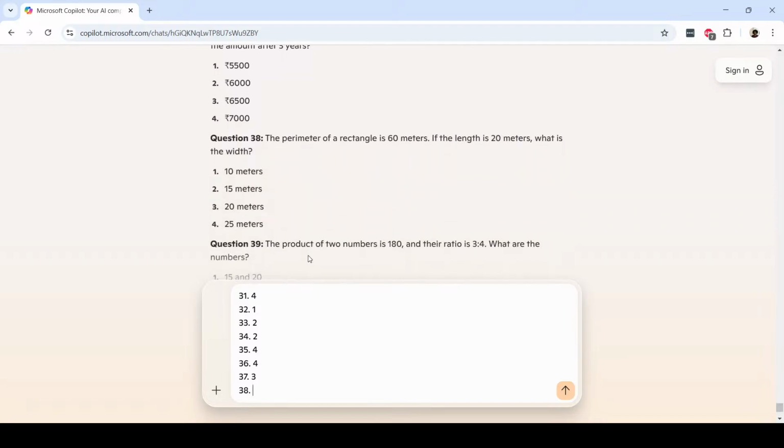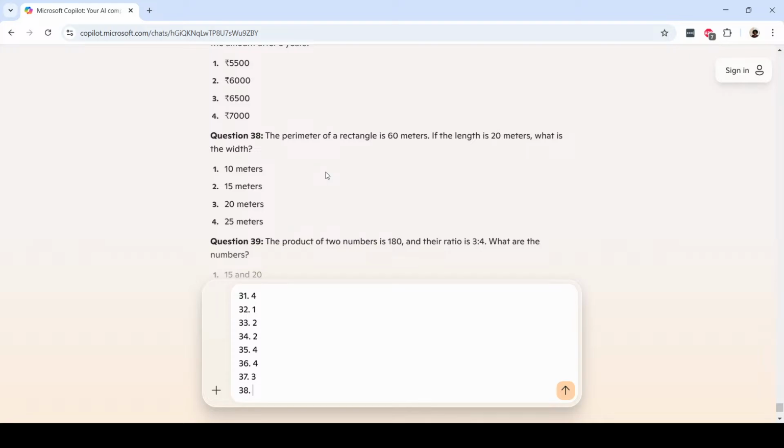The perimeter of the rectangle is 60 meters. If the length is 20, the width would be how much? 10.